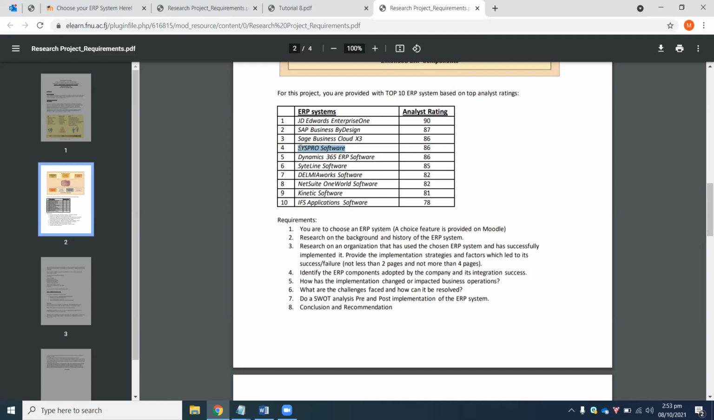Provide the implementation strategies and factors which led to its success or failure, not less than 2 pages and not more than 3 or 4 pages. So it needs to be between 2 to 4 pages. This is what you do. You choose the ERP, you find some background information. I'm sure when you do a background check on the ERP system, you'll find an organization.